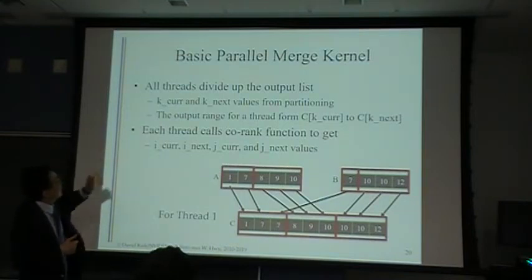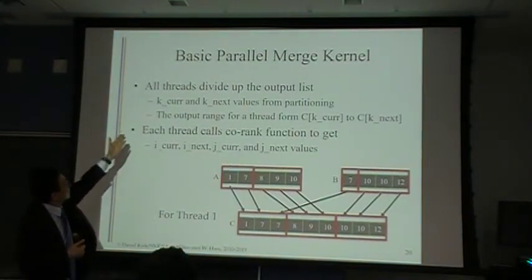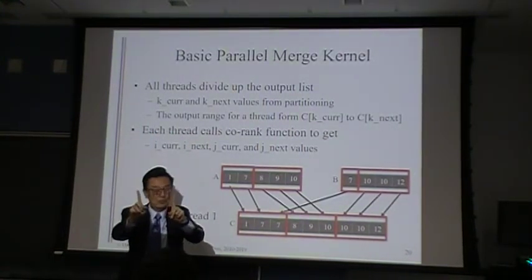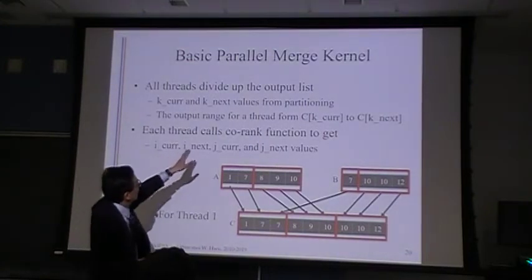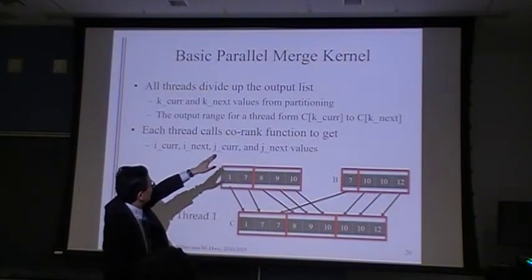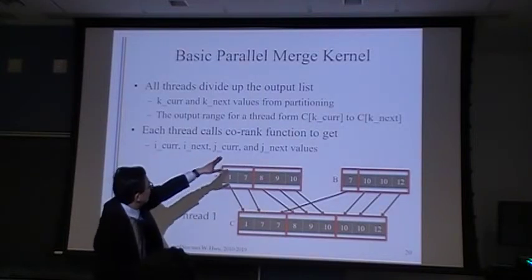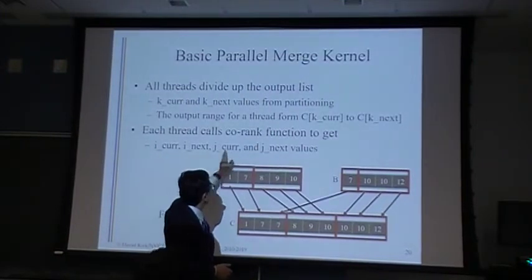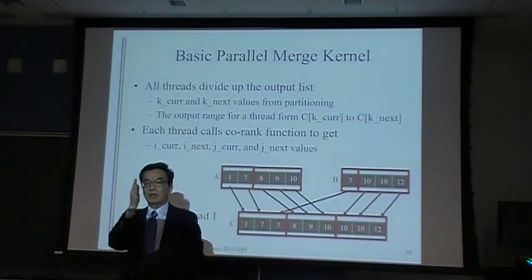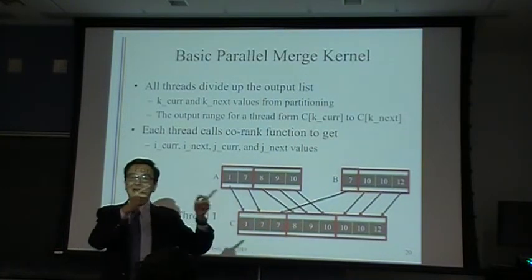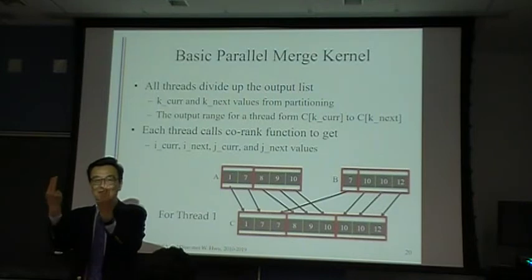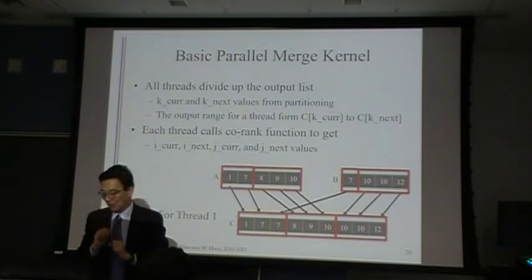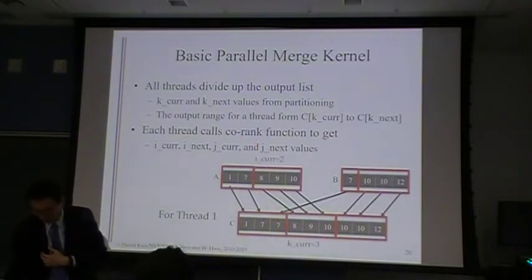Okay. So all the threads will divide up the output list into the k current and the k next, right? The section. So you find that section, and then the output range of a thread is from k current to k next, and then each thread calls the co-rank function to get i current and j current and i next, j next. Basically, the i, j values for the previous thread and the i, j values for your own thread, so that you can find the A and B little section, right? You can actually use that to partition that little section for yourself.